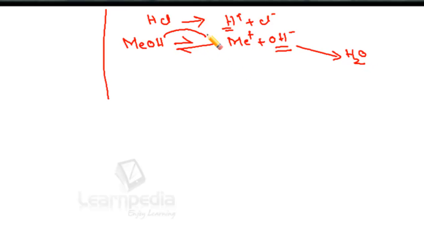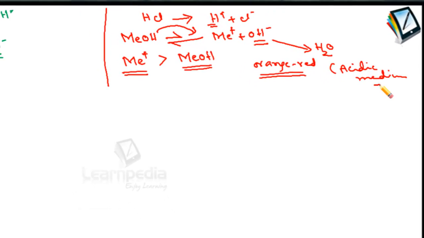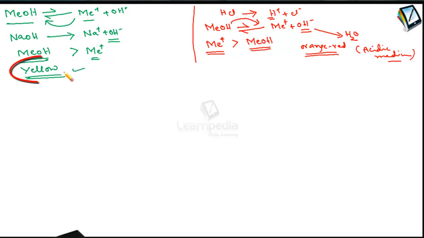to the right hand side. The more the shift in the equilibrium to the right hand side, the solution will contain much more Me plus ions than MeOH form. In other words, the ionic form of the indicator is much more than the molecular form of the indicator. And we know that the ionic form of methyl orange, that is Me plus, possesses orange red color, and thereby the whole solution now turns orange red. Thus, methyl orange develops orange red color in acidic medium, whereas in basic medium it develops yellow color.